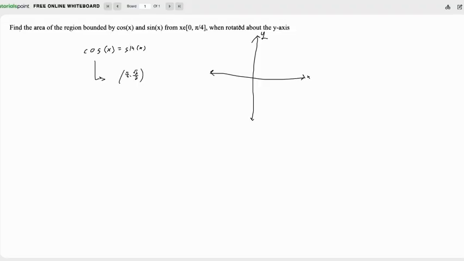Okay. And then it's going to look something like this, roughly. Okay, and then we rotate it around the y-axis, and it would look something like that. Okay.